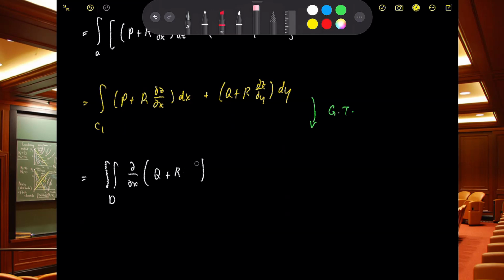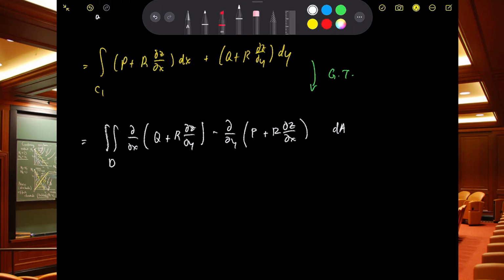Oh, this should be a partial here. dz dy minus the partial with respect to y of p plus r dz dx all dA. Okay, so you can see how Green's theorem was applied there. Remember that each of these q, r, and p are functions. Let's say p, q, r are each functions of x, y, and z.